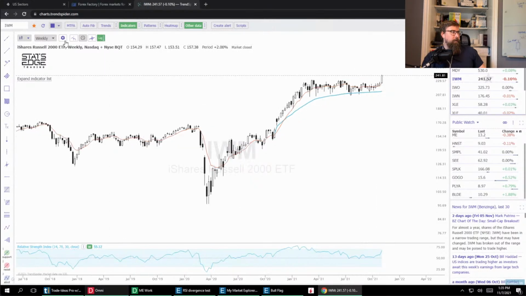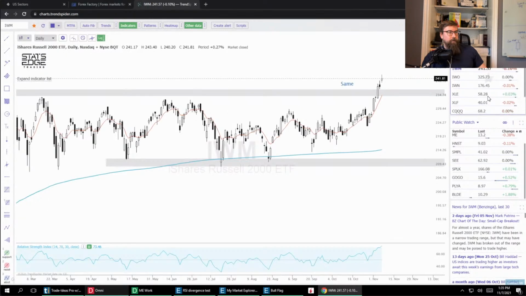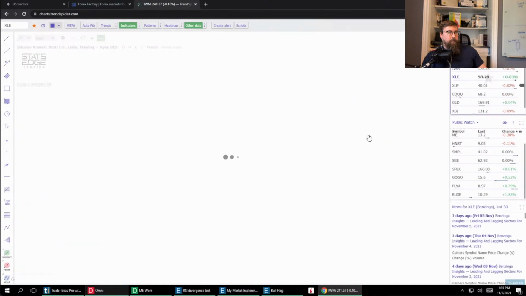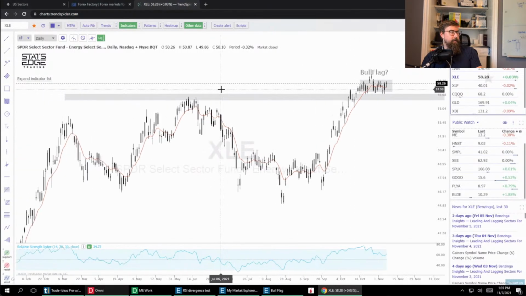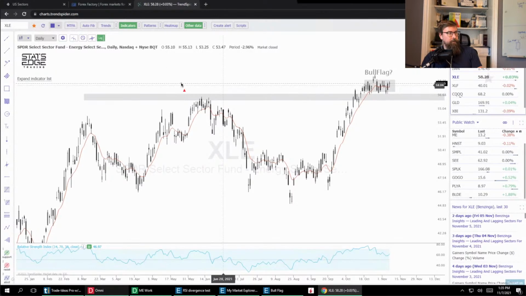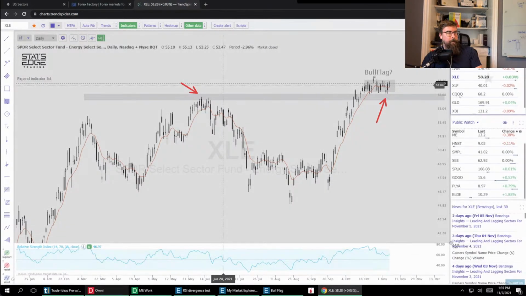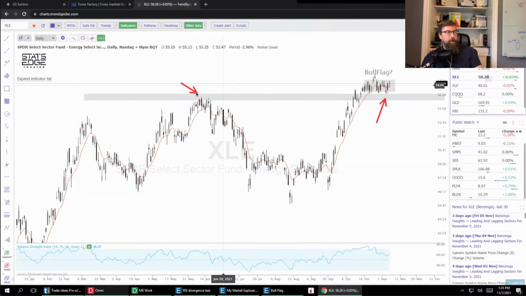Essentially, let me just look at these. I'm interested in XLE just to see. Yeah, this bull flag's still chopping. To me, it still does look like a bull flag. And the fact that it's existing right here I think is super bullish for the energy sector. We held this top, we came down, we broke up, and now we're just holding right above that top. That to me is super bullish.